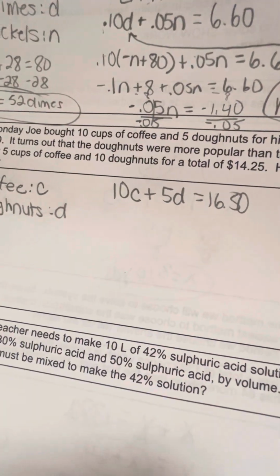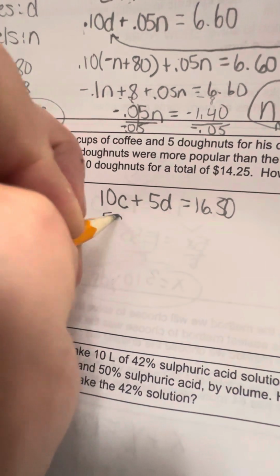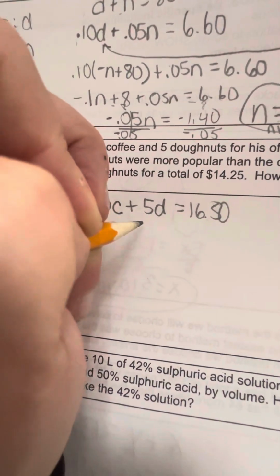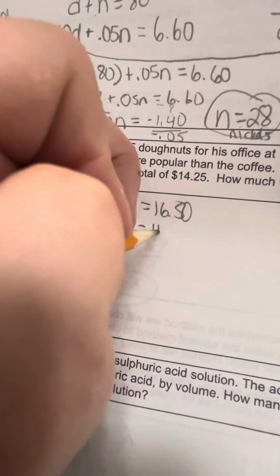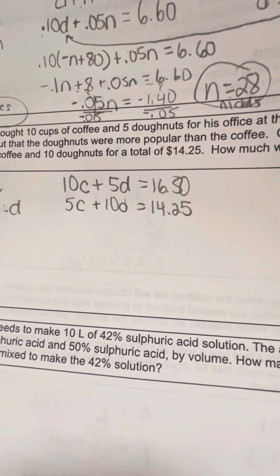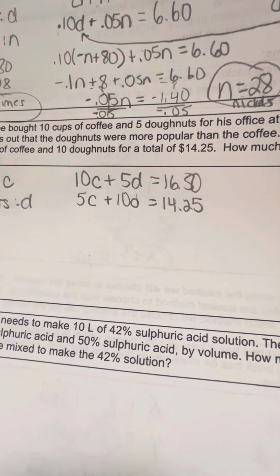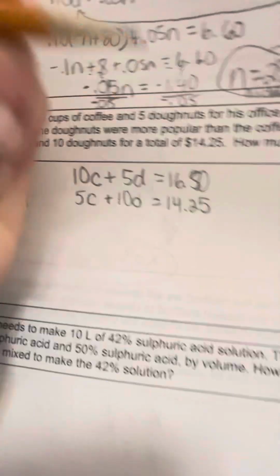Now we're going to look at the second day. So the second day he did 5 cups of coffee and did the reverse. So he did 10 donuts and he totaled up to be $14.25. So when we're looking at these, this one's a good one to do elimination with. So in this case, we're going to focus on doing the elimination.